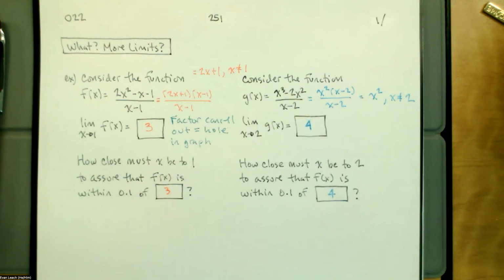This 0.1 is going to be our epsilon. And we're trying to figure out what the delta needs to be to make sure that f of x is within 0.1 of 4. Or, actually, I said f of x, it should be g of x.